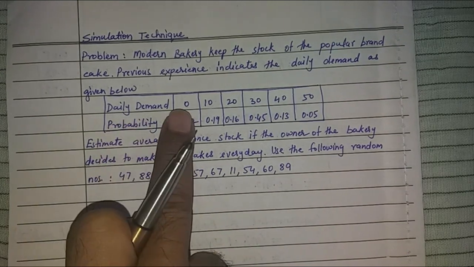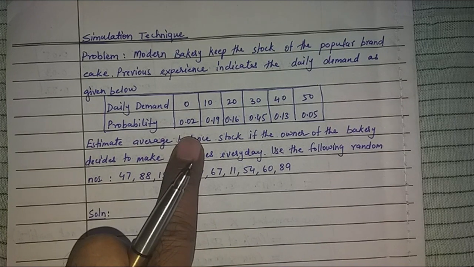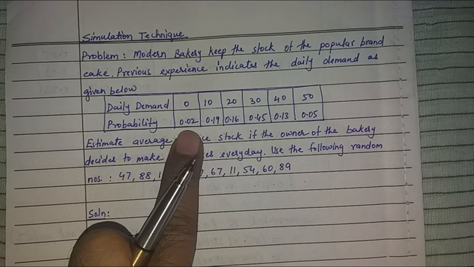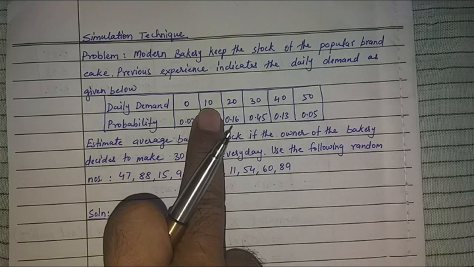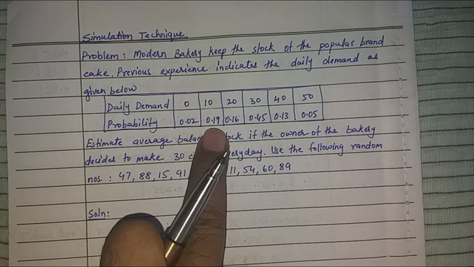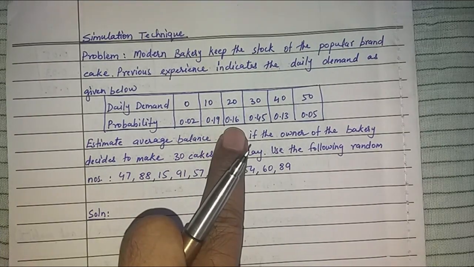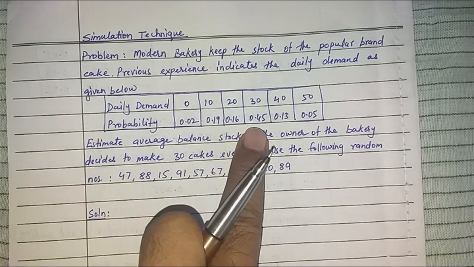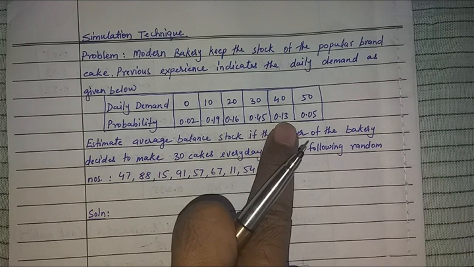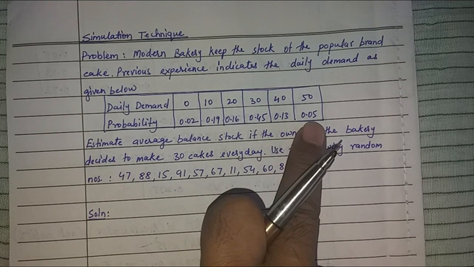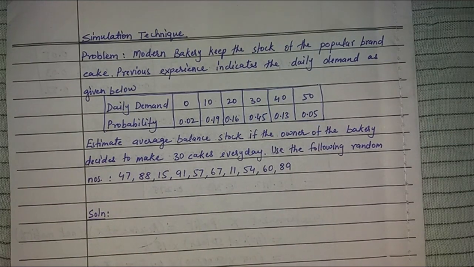For a demand of 0 cakes, the probability is 2% or 0.02. For 10 cakes, 0.19. For 20, 0.16. For 30, 0.45. And for 40, 0.13. And finally for 50, 0.05.